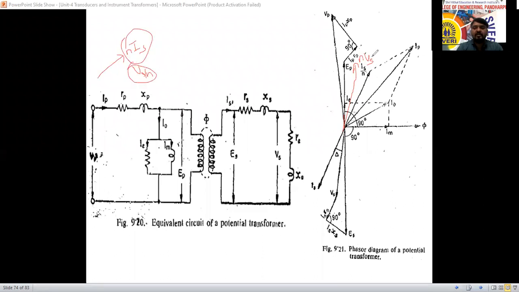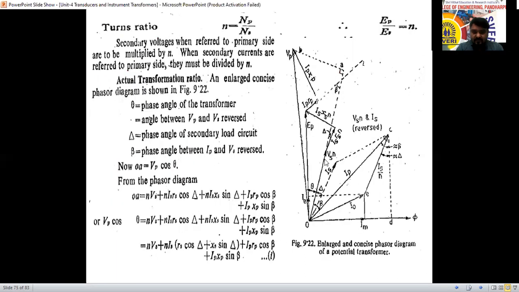Yes, sir. So this one is NVs, if we have reversed the voltage here. Based on that, we have taken Vs into N here. Yes or no? This Vs we have taken. See here, we have not made any change. This IS we have kept as it is. IS by N, it is not IS, IS by N we have kept as it is. This is IP, we have kept as it is.